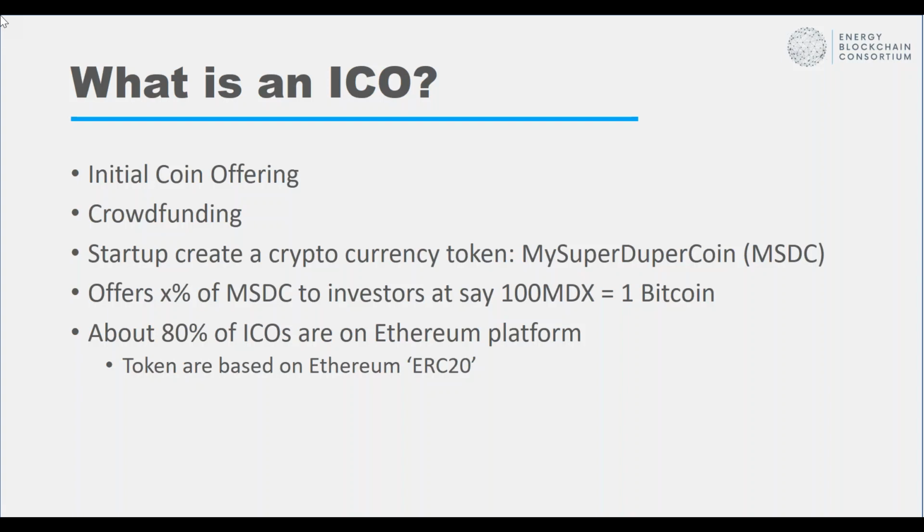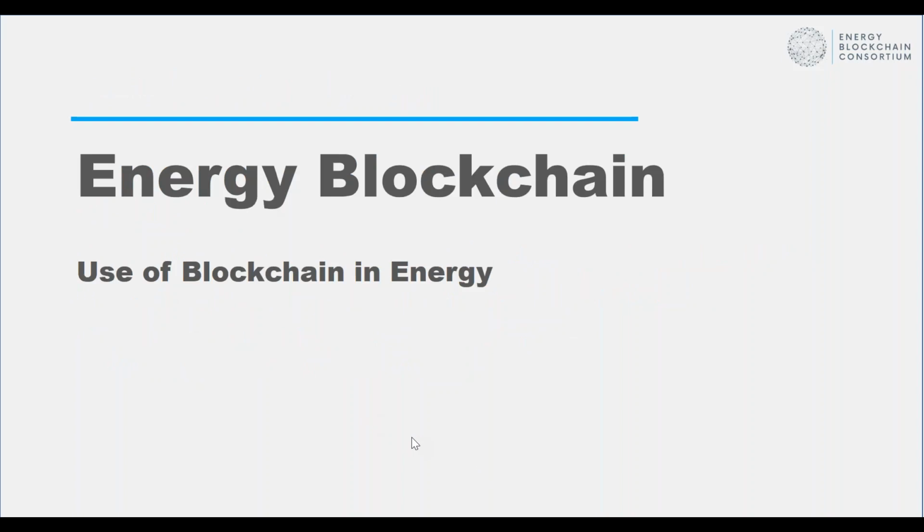And you offer X percentage of my super duper coin to investors and say that my super duper coin is equal to 1 Bitcoin, for example, or my 100 super duper coins would be 1 Bitcoin. About 80% of the ICOs today are on the Ethereum platform, and they use the ERC20 token to do the conversion. For those of you interested in ICO, you can look into it, and you can also send me questions. But the idea is that you raise capital, unlike traditional ways of raising capital, through the blockchain, and you are able to raise physical capital, actually, besides crypto capital.